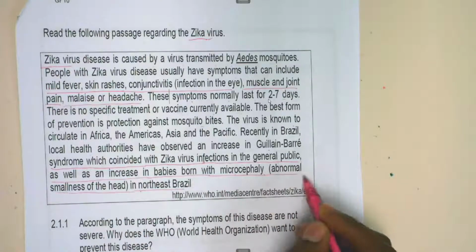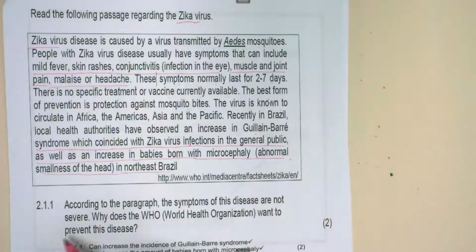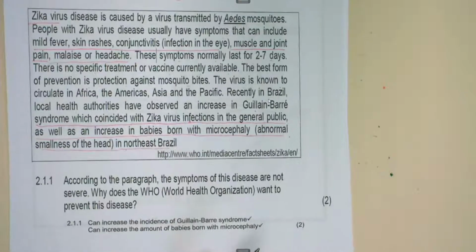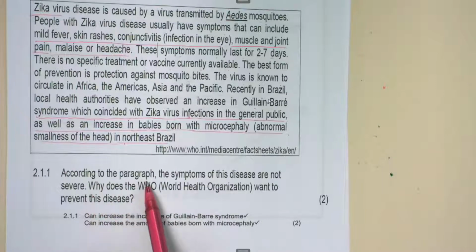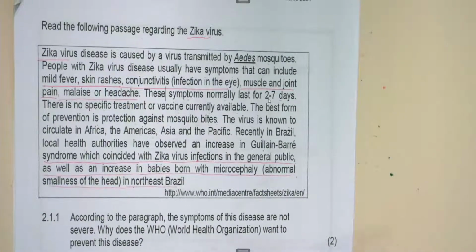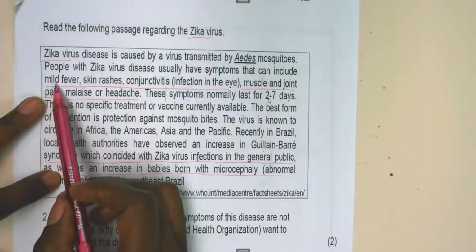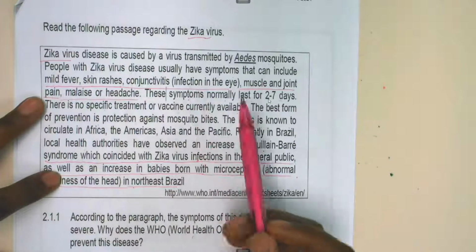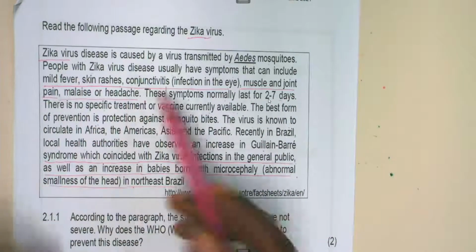So this is our extract, which is based on one of the viruses, which is called Zika. So here we move to a question. We only have one question here. Question 2.1.1, and then it says, according to the paragraph, the symptoms of this disease are not severe. And then let us go back to our paragraph or extract. So it has been said that the symptoms are not severe. Here are the symptoms. We said that it is mild fever, skin rashes, and then infection of the eye, muscle and joint pain, and headache.